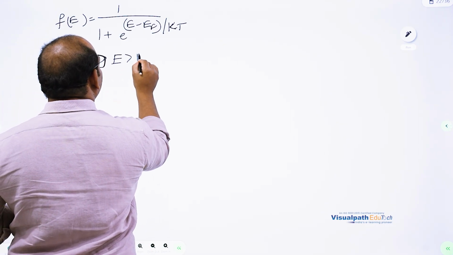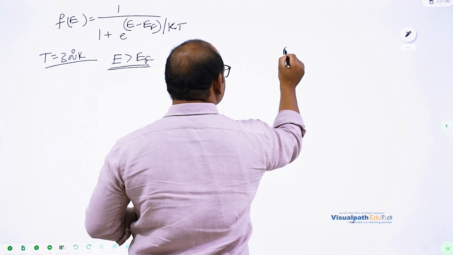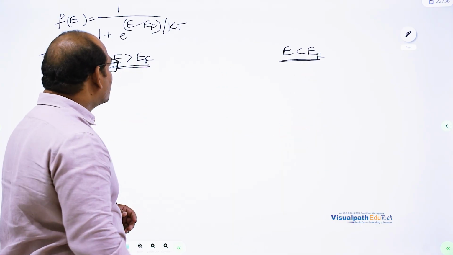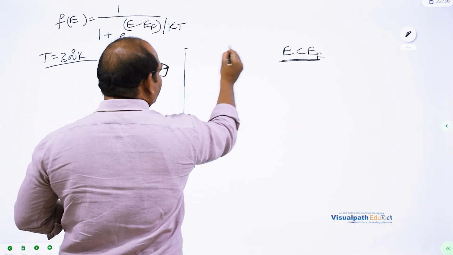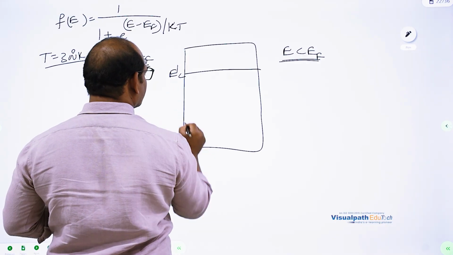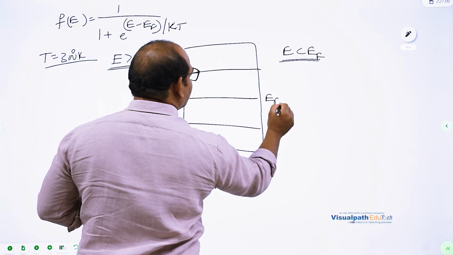E is greater than EF, one time you have to do, and E is less than EF, second time you have to. Okay. So, energy band diagram I am taking in between like this. This is EC, and this is EV, and this is your EF.